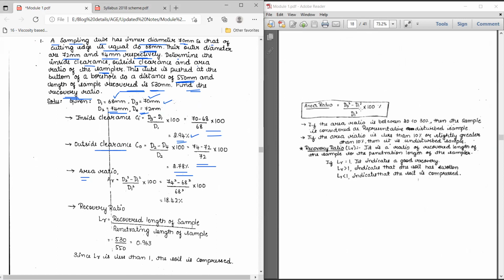Next, calculate the area ratio. The area ratio is given by (D2 square minus D1 square) divided by D1 square. We know the values of D2 and D1. D2 is 74 and D1 is 68. So substitute all the values, and I am going to get the value as 18.42%.